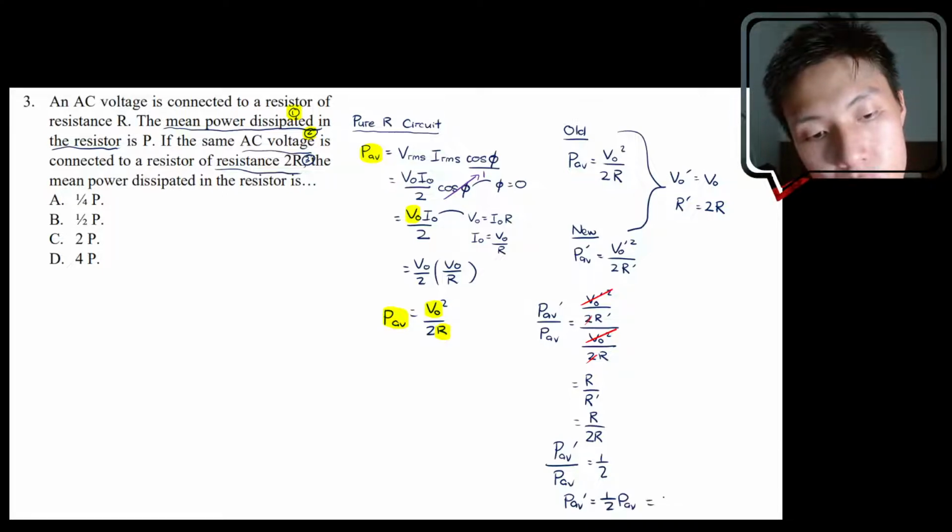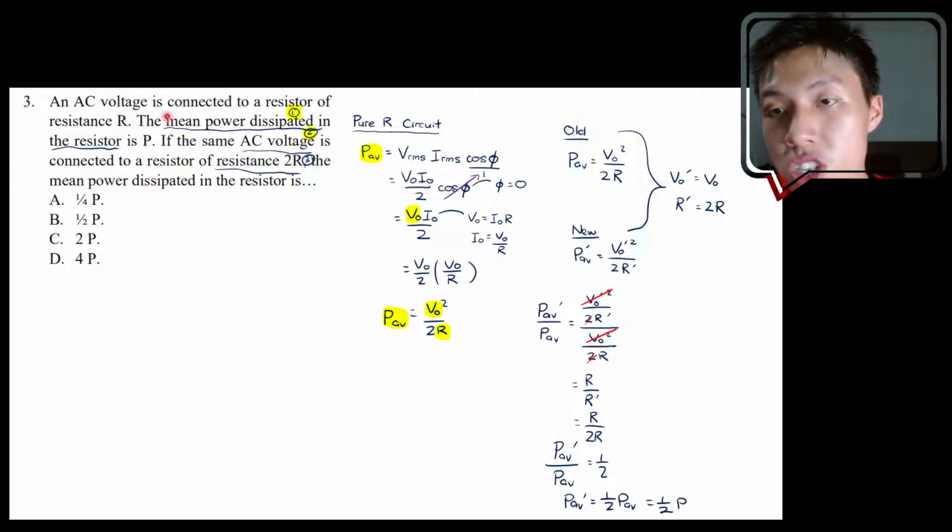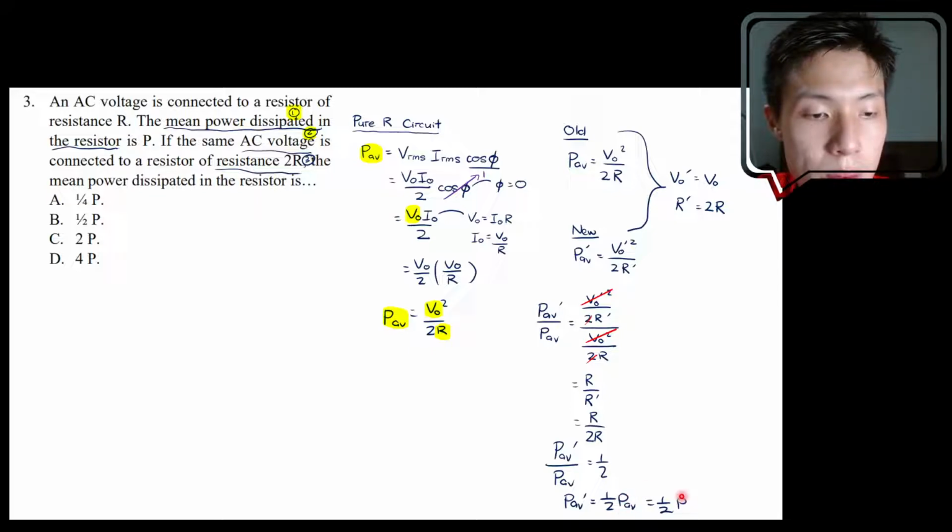And P average old is just P as mentioned in the question over here. The original mean power dissipated is called P. So that's why the old P average here will be replaced by the symbol P. So you can see that the new average power, the new mean power dissipated at the resistor, is half of the old mean power dissipated in the resistor.